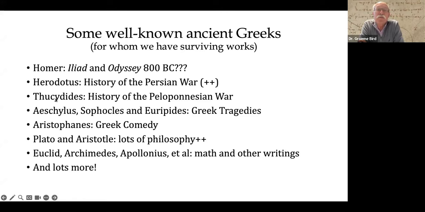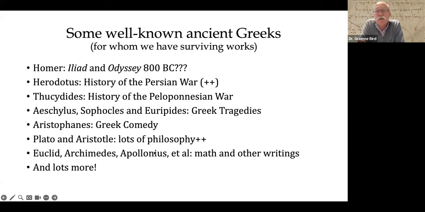Thucydides, a little bit after Herodotus, but also a historian. Greek tragedy, the big 3: Aeschylus, Sophocles, Euripides. So you might have read Oedipus Rex or Antigone or one of those. Aristophanes, the main Greek comic playwright. Plato and Aristotle, lots of philosophy plus, meaning that Aristotle wrote about just about everything. And then 3 of the big Greek mathematicians: Euclid, Archimedes, and Apollonius.